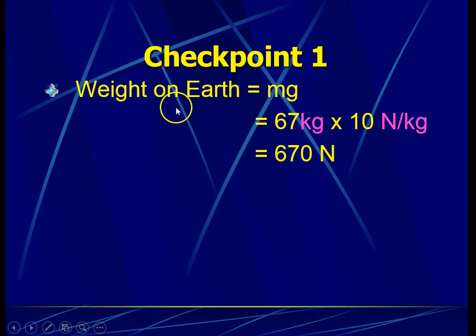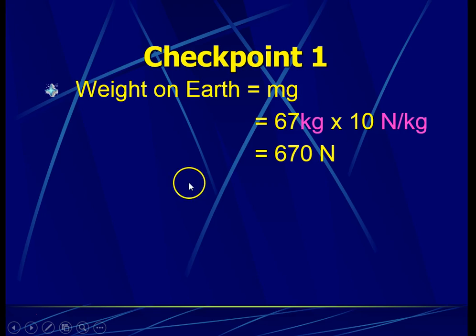So the weight of the astronaut on Earth is simply equal to m times g, mass times gravitational field strength. And the next step is just to write it down: 67 kg multiplied by 10 Newton per kilogram for the gravitational field strength on Earth. And we get 670 newtons. That's how much the astronaut would weigh on Earth.